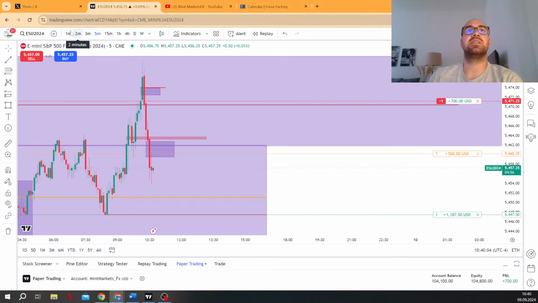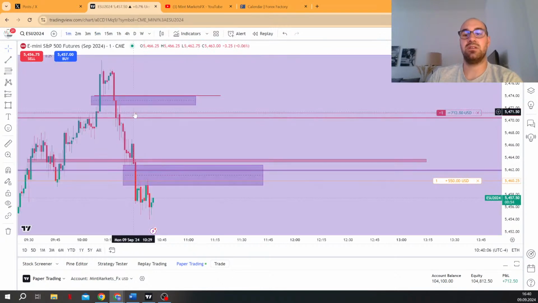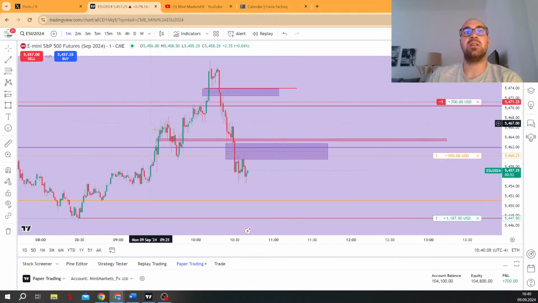And if this is in fact a market maker sell model, first profitable trade for a long time.